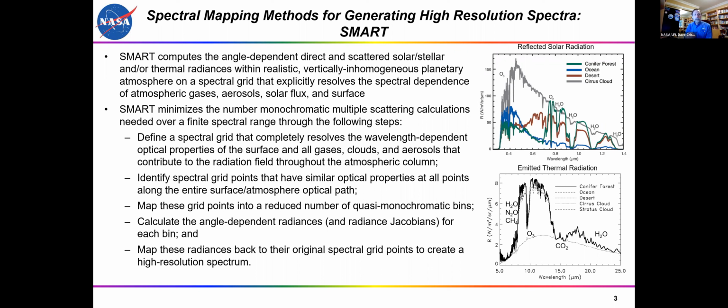And now I'm going to do a multiple scattering calculation once, or actually it turns out to be a few calculations you perform in each bin. And now once I've done that, I have radiance values, an angle dependent radiance field. I'm going to map that back to a high resolution monochromatic grid, just where I took them from. The idea is to generate a spectrum that looks indistinguishable from a spectrum you would have generated if you had done a monochromatic multiple scattering calculation at every grid point. Okay, so that's the basic idea here.